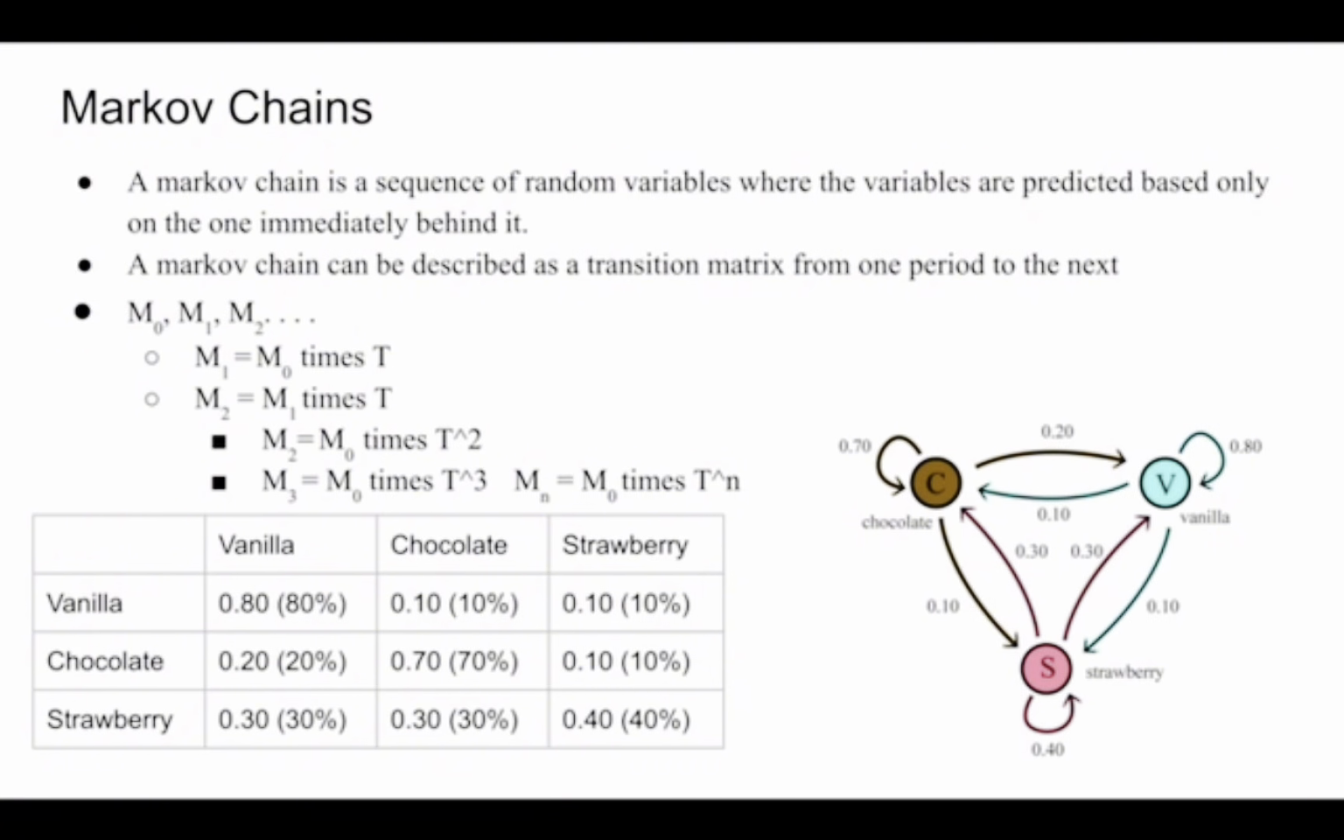M1 equals M0 times T because M0 is the distribution at date 0 and T is how people transition across states within a period. So therefore, multiplying one by the other gives you the distribution of where they end up in the next period. Since M1 equals M0 times T, and M2 equals M1 times T, we can sub in what we know M1 equals, and we get M2 equals M0 times T squared, and M3 equals M0 times T cubed. And we can generalize this to say that Mn equals M0 times T to the n.